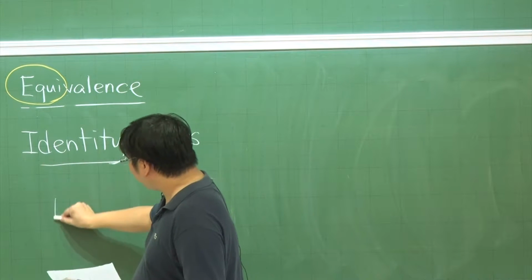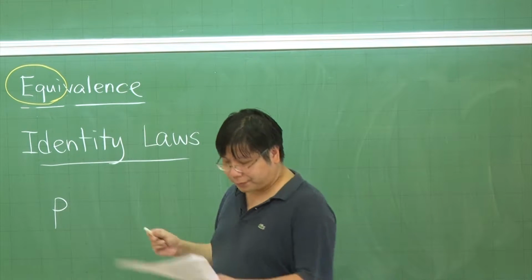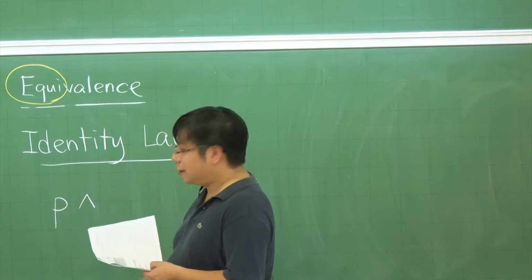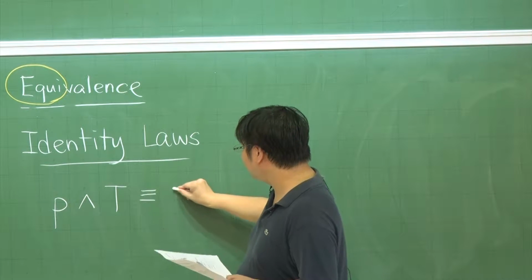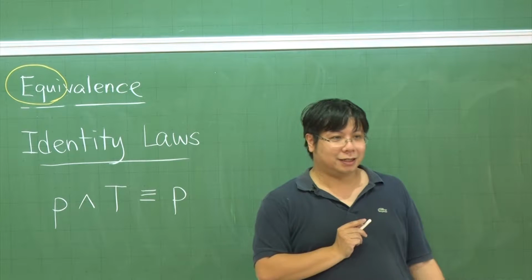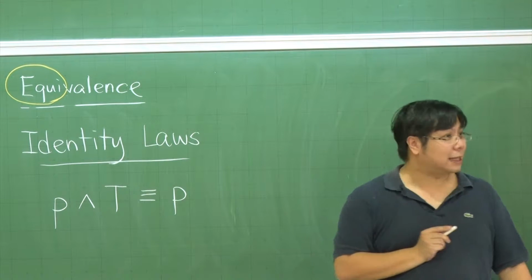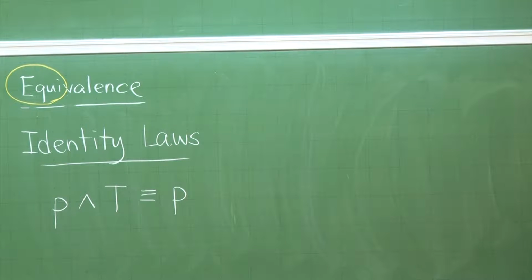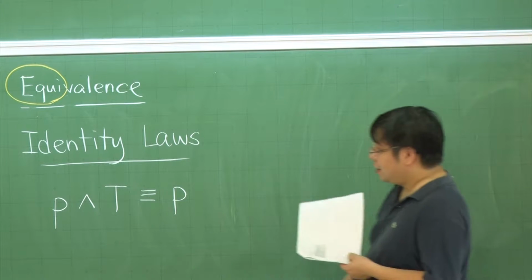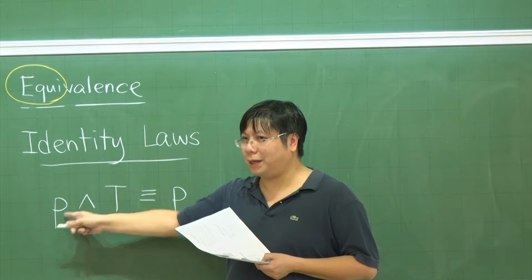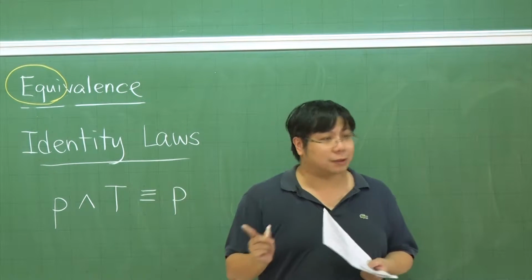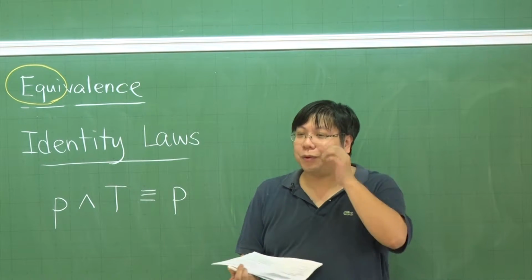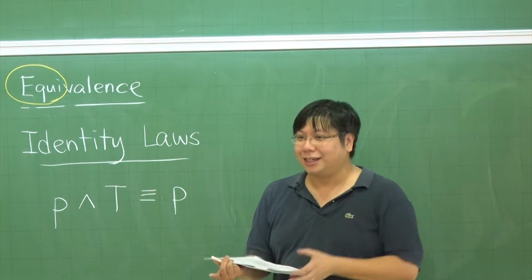One is, you have any proposition P, and if you AND it with something that is always true, then it is always going to be equal to P. Does that make sense? Go through it in your mind. When P is true, then P and T is true. When P is false, P and T is false. So P and T always agree with the value of P. You have run the truth table in your mind already.